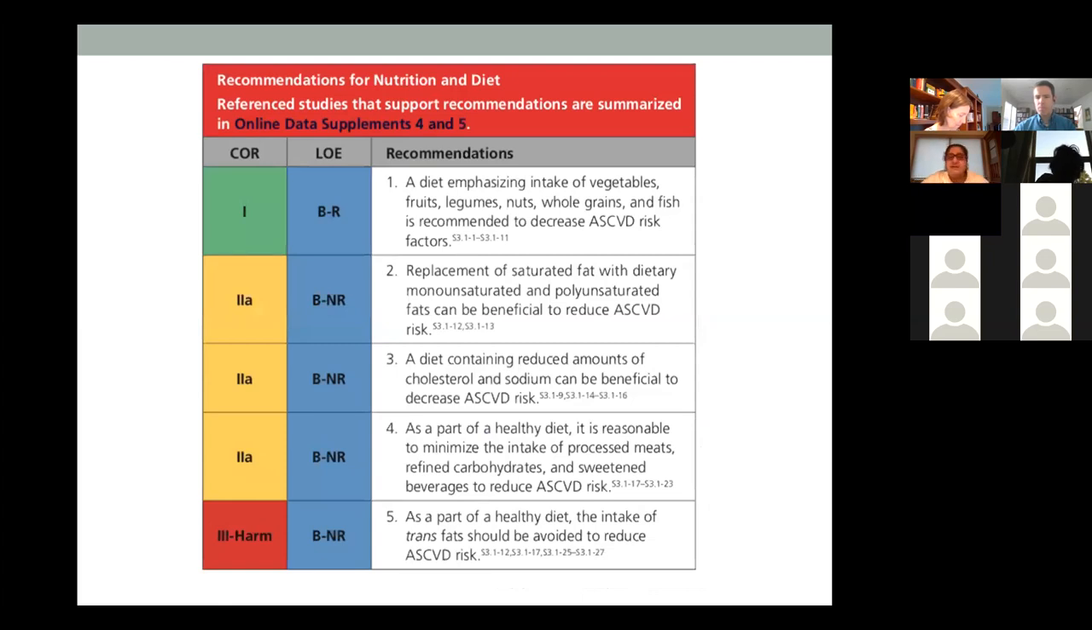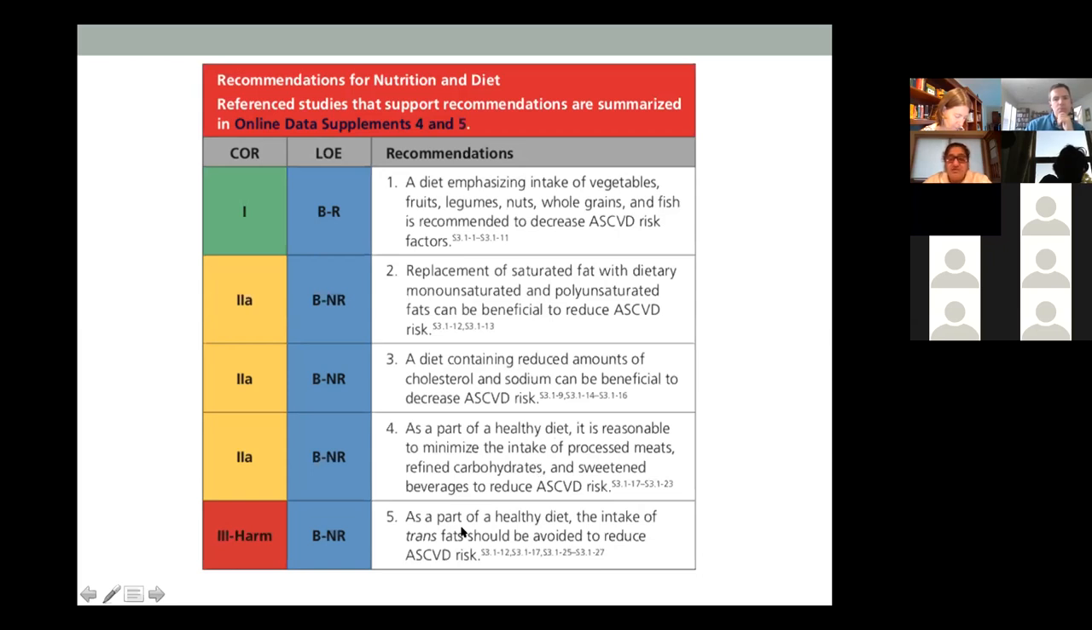If you look at the guidance on vegetables and legumes and nuts, it's a strong recommendation, and there's actually good randomized controlled trial data to show there's a reduction in cardiovascular disease with this type of dietary change. There's some data that if you reduce saturated fat and increase monounsaturated or polyunsaturated fats, there might be some improvement. If you reduce cholesterol and sodium, there might be some improvement. If you reduce processed meat, there might be some improvement.